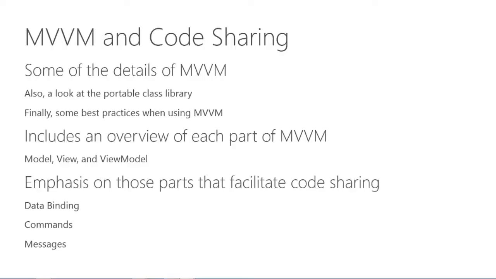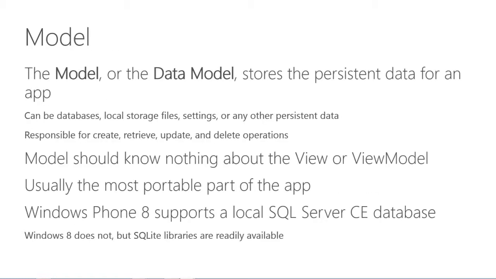So once you have implemented MVVM, what do you do with it? How do you share code using MVVM? We're going to talk about some of the details around that. We'll look at portable class libraries. We'll also look at some of the best practices when using MVVM. We'll include an overview of each of the parts of MVVM, and then we'll talk about data binding, commands, and messages.